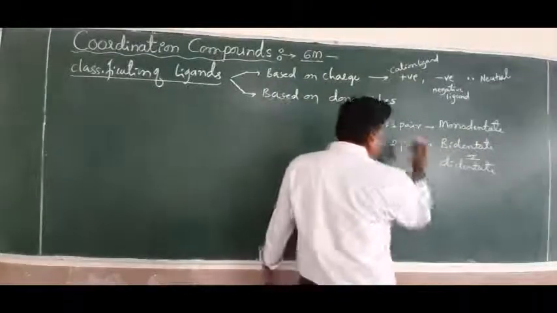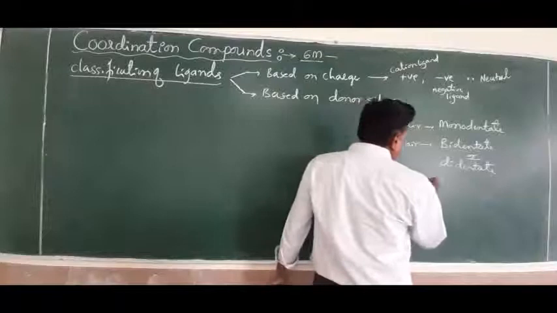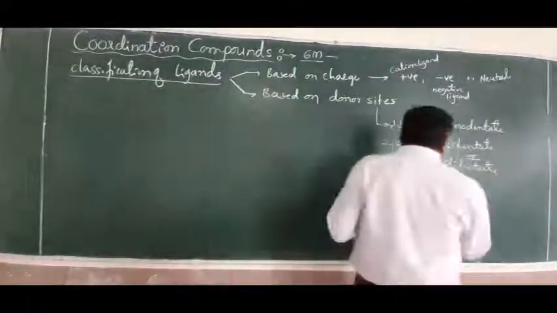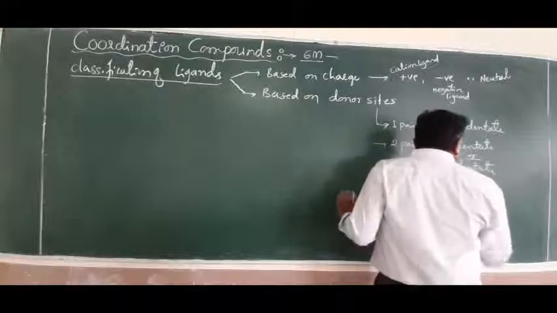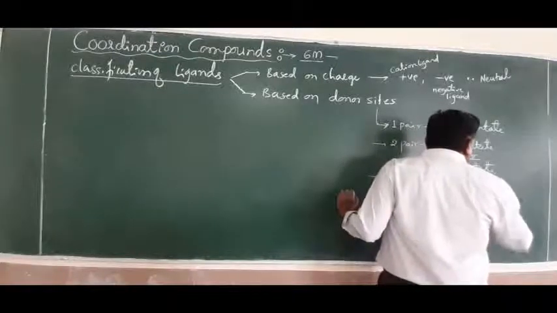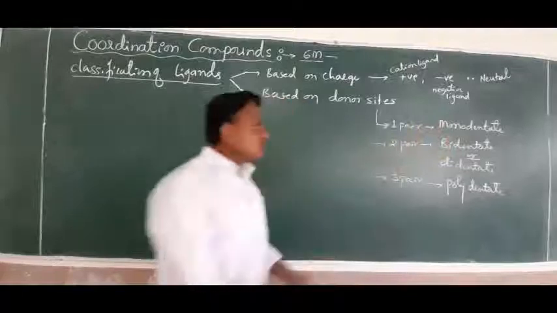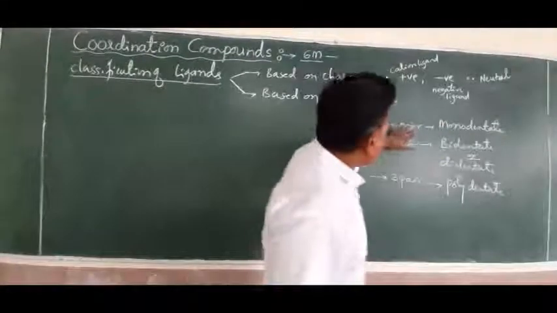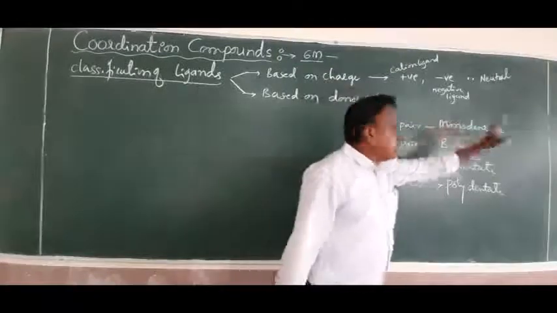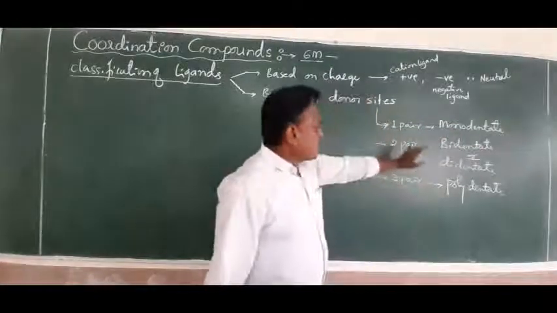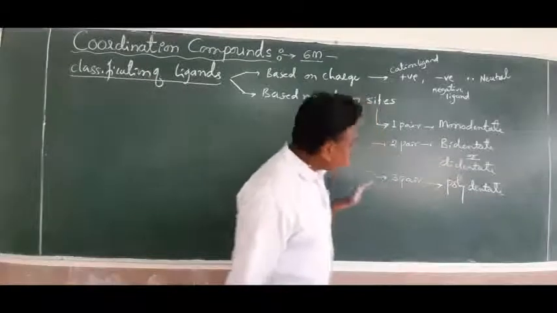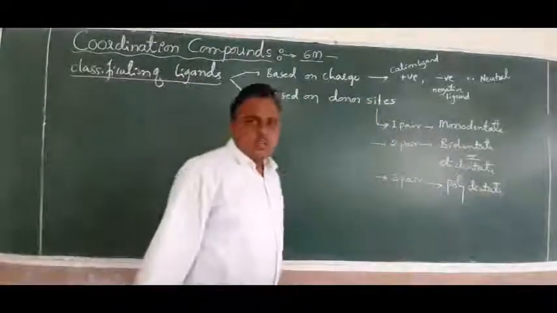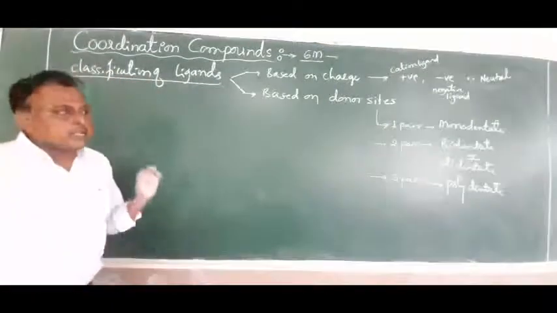More than that, commonly called tridentate, tetradentate, polydentate. More than three we call a polydentate. I repeat, friends, based on donor sites, ligands are classified by whether they donate one pair of electrons, monodentate, two pairs, bidentate, or more, 3, 4, 5 pairs, a polydentate ligand.